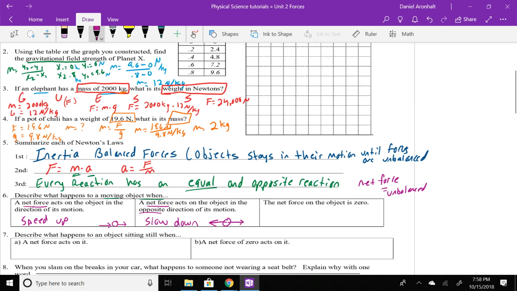And then finally, a net force on an object is zero. Go back to Newton's first law. The object will stay in motion until the forces are unbalanced. So if there's no force to unbalance it, it's going to keep going in that direction at that speed until something stops it. Okay? So it's going to keep doing what it was doing.